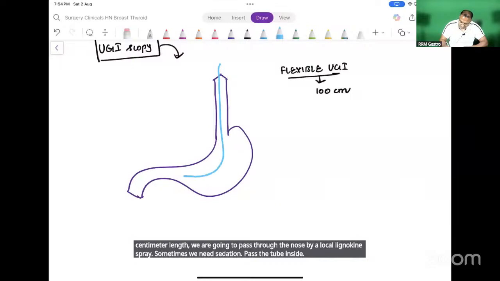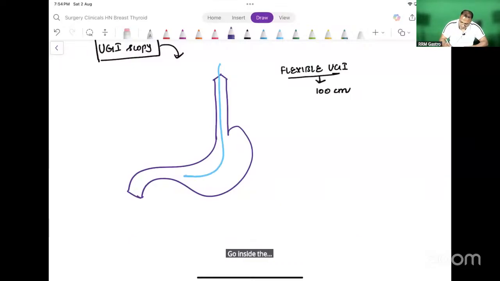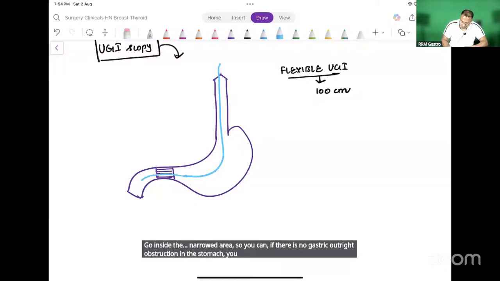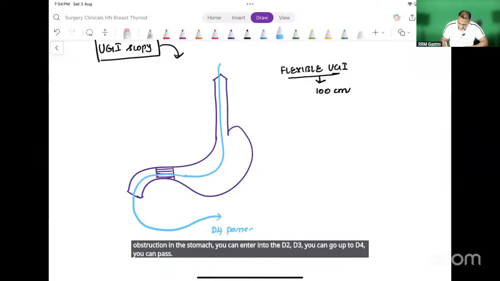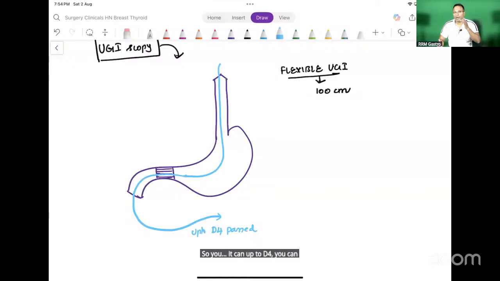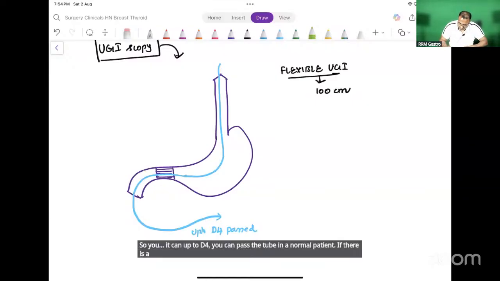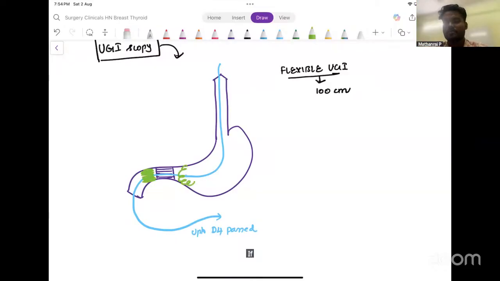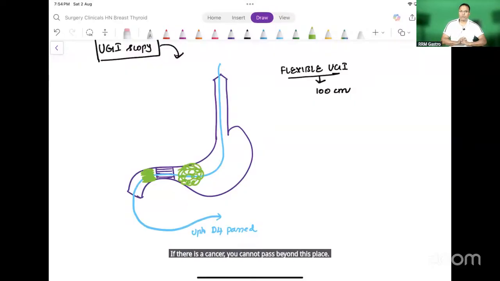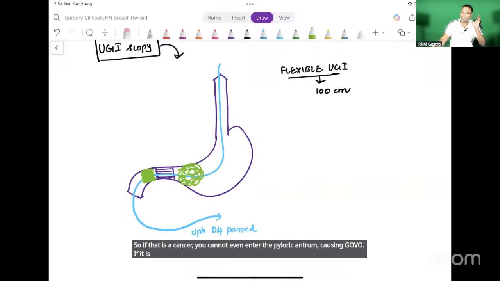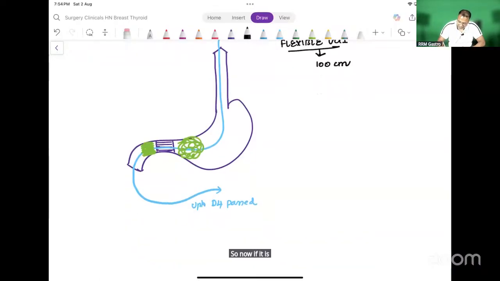Go inside the narrowed area. If there is no gastric outlet obstruction in the stomach, you can enter the D2, D3, and you can pass up to D4 in a normal patient. If there is a duodenal ulcer, you cannot pass beyond the pylorus because of the stricture. If there is a cancer, you cannot even enter the pyloric antrum, causing GOO. So now if it is a duodenal ulcer, what will you do?